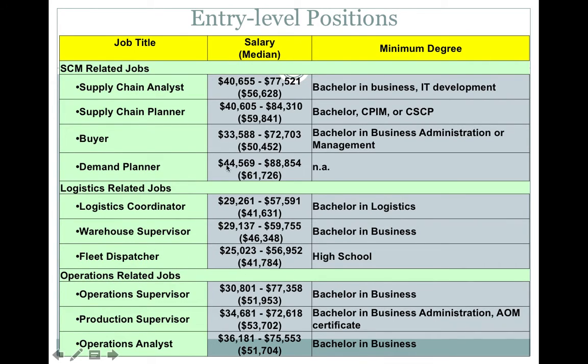Okay, these are all the median salaries. I got this data from payscale.com, and this is the minimum degree required. So if you have the concentration in global supply chain management, this could be your entry-level position. And some jobs have higher salaries, like supply chain planners. Okay, so the salary is a little bit higher than other positions, but they require a certificate like a CPIM, CSCP. These certificates are granted by the associations I just mentioned, like CSCMP, APICS, ISM. They have several certification programs. Okay, you can pay attention to that.